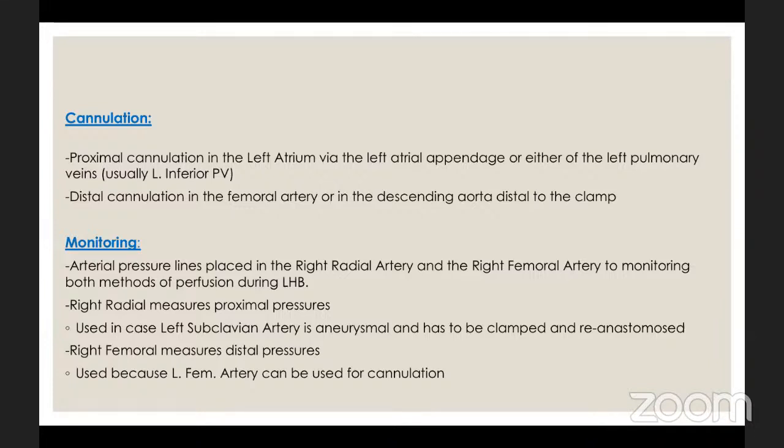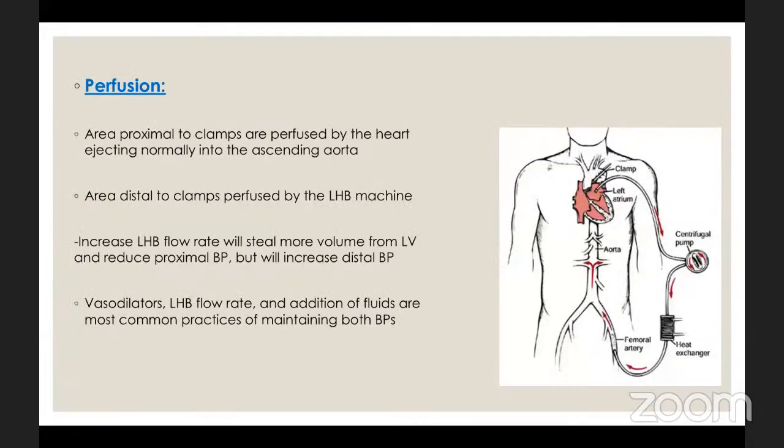The right radial artery measures the proximal pressures, used in case the left subclavian artery is aneurysmal and has to be clamped and re-anastomosed. The right femoral measures distal pressures, because the left femoral artery can be used for cannulation. The area proximal to the clamp is perfused by the heart's ejection normally into the ascending aorta, and the area distal to the clamp is perfused by the left heart bypass machine.